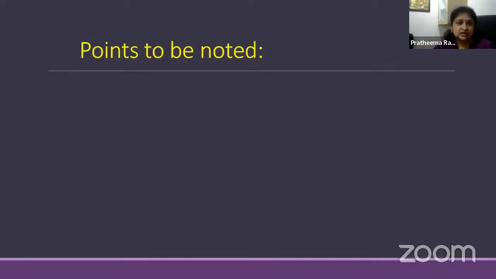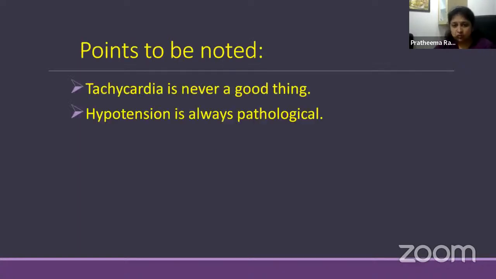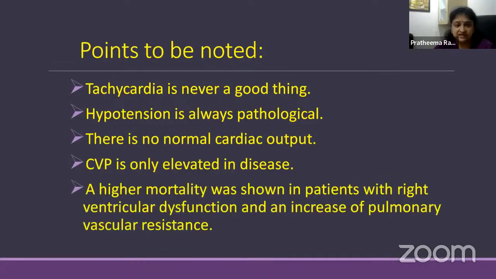So points to be noted in hemodynamic monitoring as a whole. Tachycardia is never a good thing. We cannot just ignore tachycardia, and hypotension is not always pathological. And there is no normal cardiac output. CVP is elevated only in disease. Higher mortality was shown in patients with right ventricle dysfunction. We are always somehow fixated on the left ventricle function only, but we need to have a very good idea, and we must also know that right ventricular dysfunction mortality is higher than the left ventricle. So we have to have more devices looking at the right ventricle also.